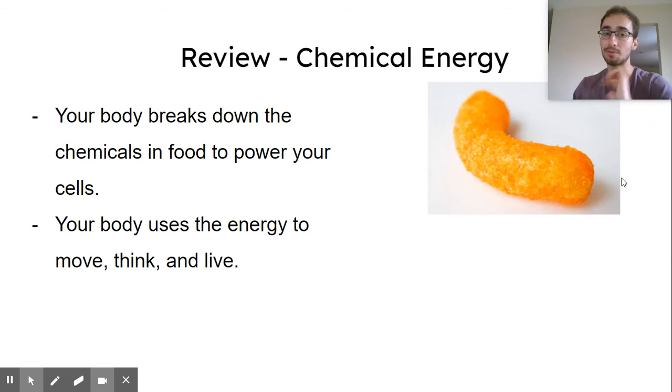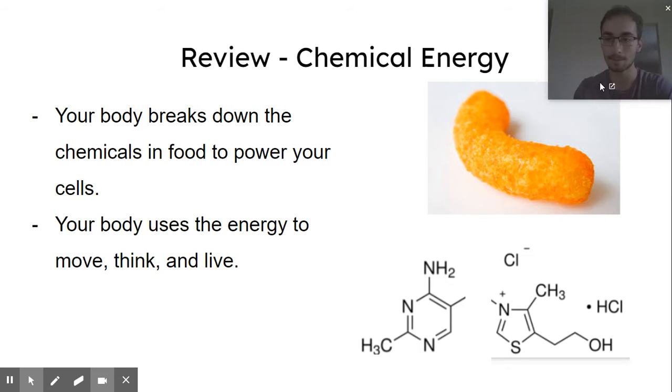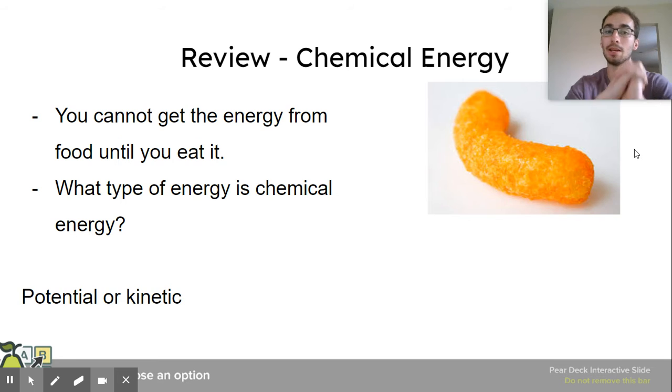So chemical energy, some review. Your body breaks down the chemicals in food to power your cells. Your body uses the energy to move, think, and live by breaking bonds. So you cannot get the energy from food until you eat it. So what type of energy is chemical energy? Is it potential or kinetic? Think about it right now. You should remember that since chemical energy will help you move, it's not actually moving, but it'll help you move. It's potential energy.